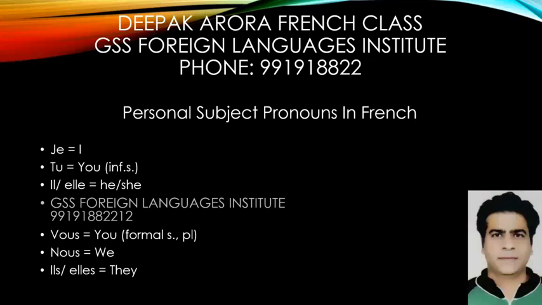So why have we written il and elle together, both in the singular and plural forms? Because we will be learning the verb conjugations in a later video. And basically it means that the verbs change their form according to the personal subject pronoun. So it remains the same for il and elle. So we use them together. And so you can learn it in the same sequence.